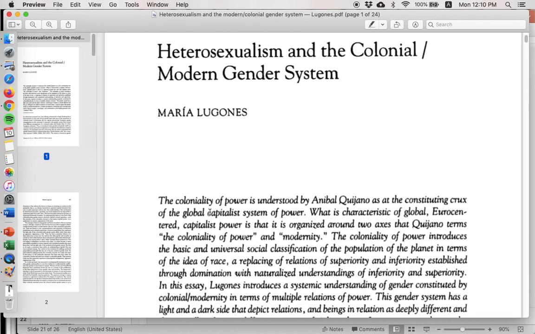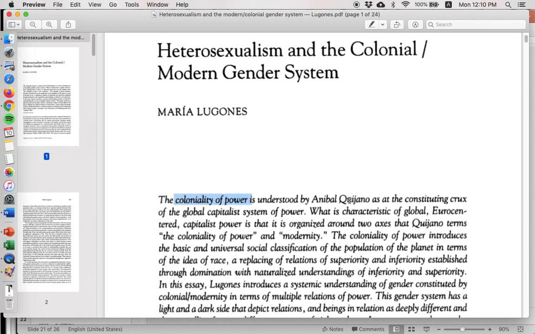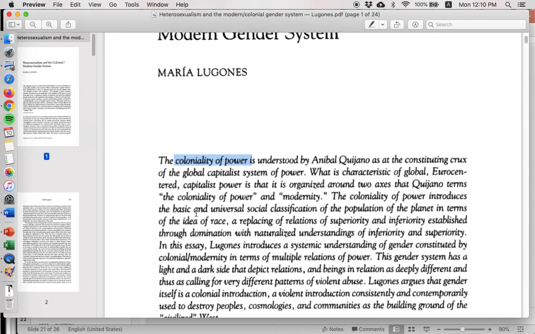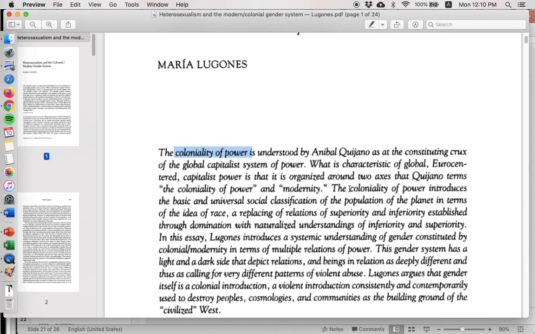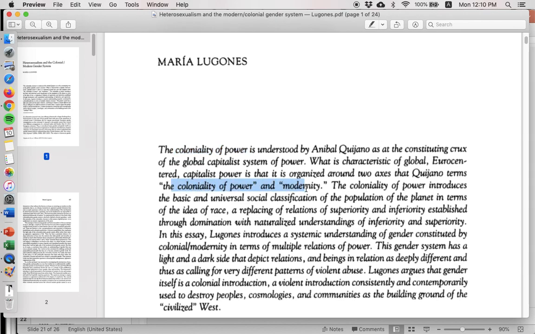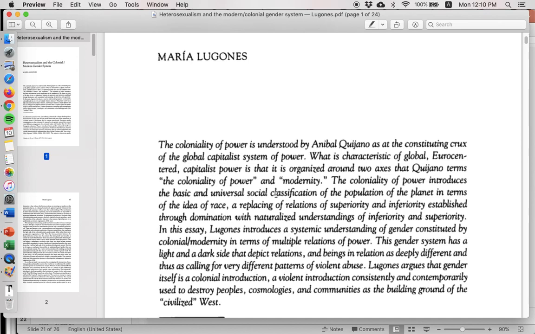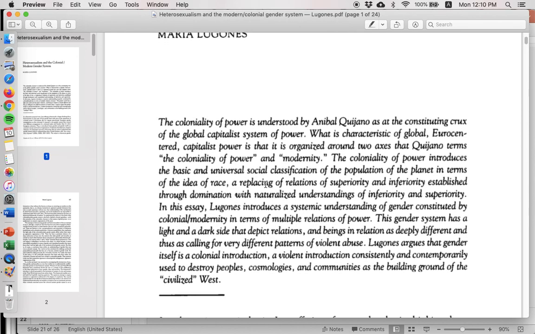I already know that, okay? So then I would look at what colonial power is understood as by this person: characteristics of global, Eurocentric capitalist power that's organized around two axes, coloniality of power and modernity. So I know that this is kind of a world systems approach too. It introduces the basic and universal social classification of the population of the planet in terms of the idea of race. This is a very Foucauldian way of looking at it. Just think about coloniality as a form of biopower. So this is a way of thinking about biopower, populations, race. Okay, so I would start surveying these things.